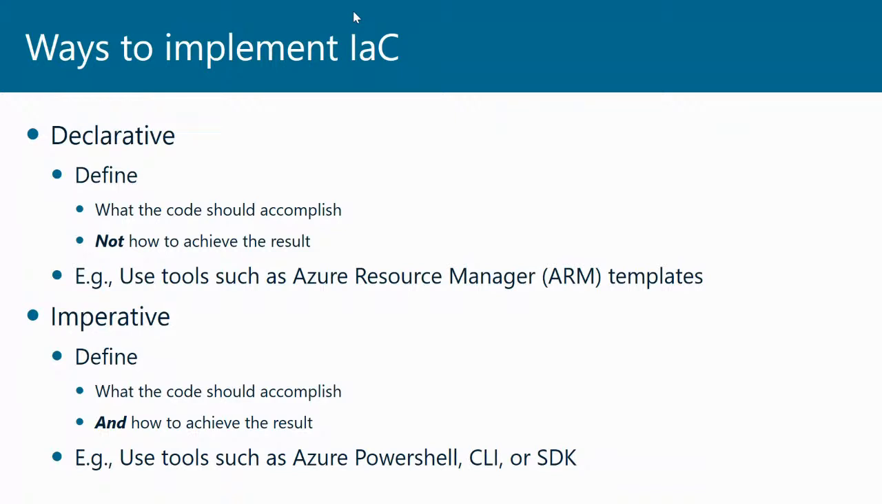Imperative is another way to implement IaC, and that's to define what the code should accomplish and, very key words there, that's why I both put it in italics and boldface type, how to achieve the result. So that's the distinction between the declarative and the imperative way: this second phrase, how to achieve the result. That is not the case in declarative, but is the case in imperative. And an example of an imperative way to implement IaC is to use tools like PowerShell or the Azure CLI, standing for Command Line Interface, or the SDK, right? Those would be imperative ways to implement it.